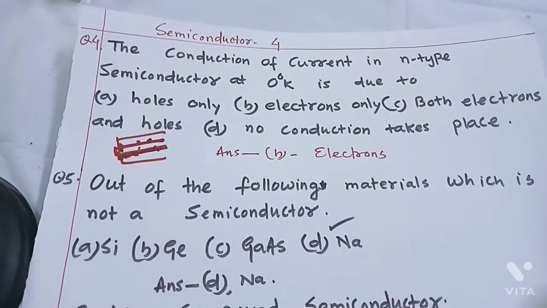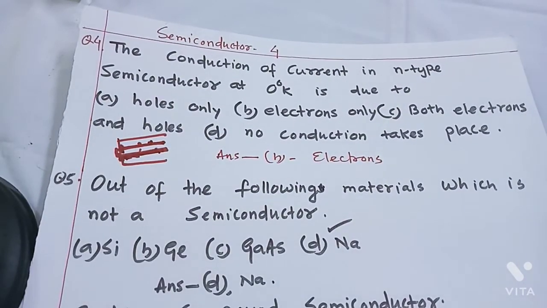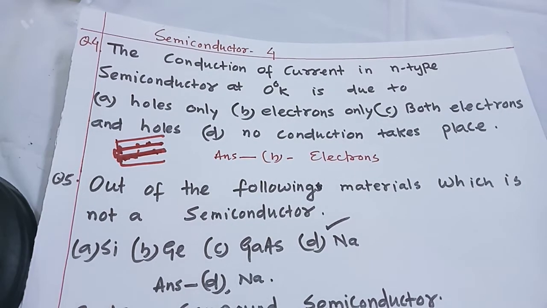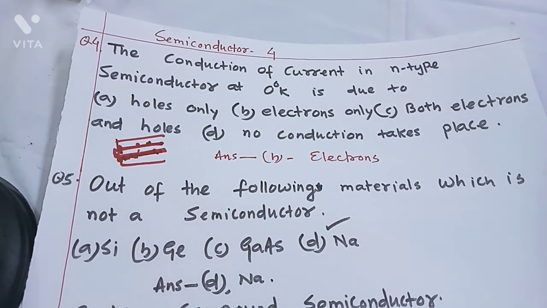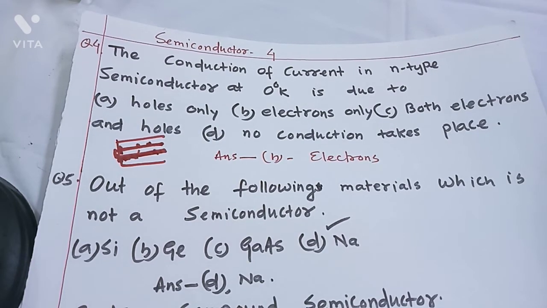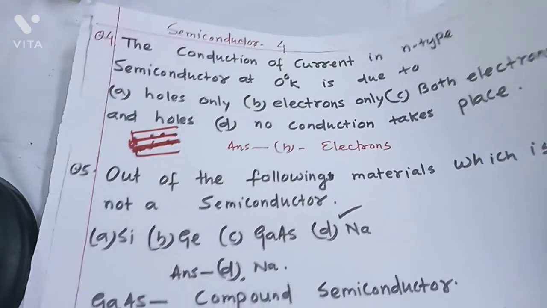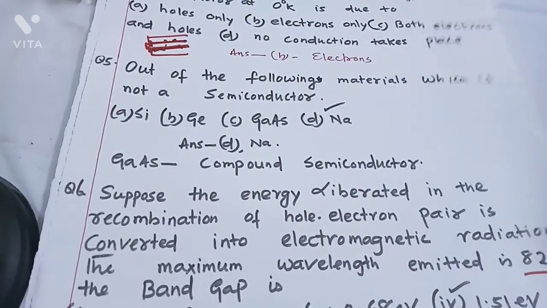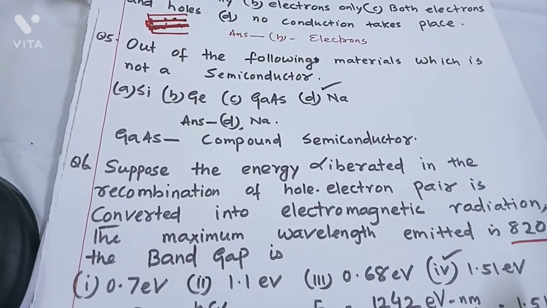Out of the following materials, which is not a semiconductor? Silicon is a semiconductor, germanium is a semiconductor, gallium arsenide is a semiconductor called a compound semiconductor, and sodium is not a semiconductor.